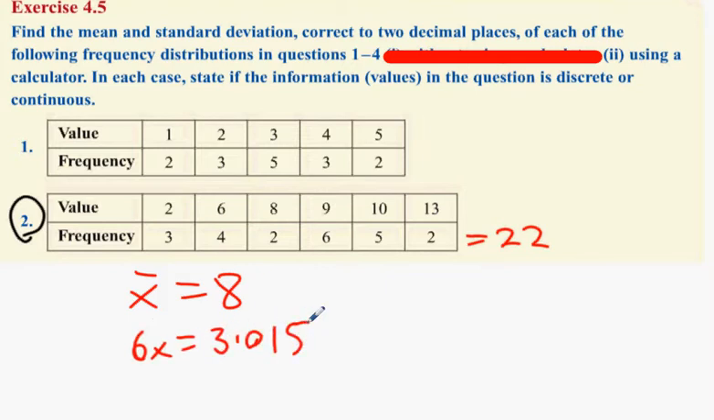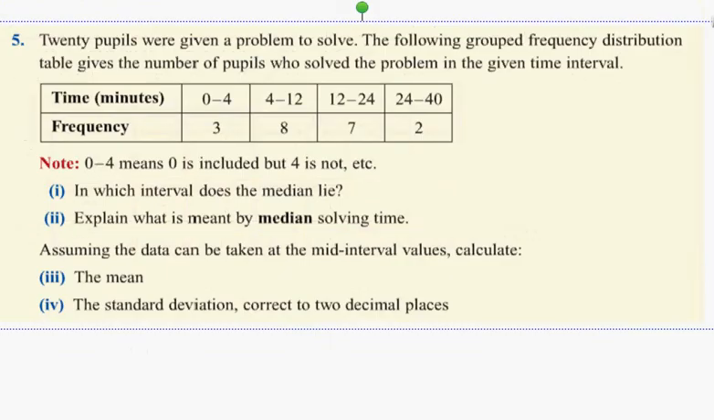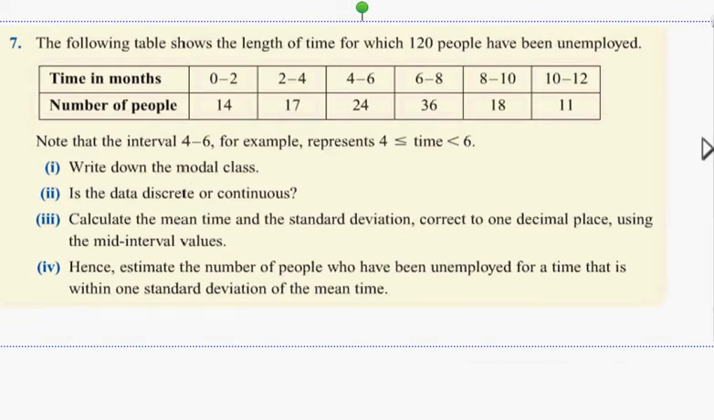It's very handy. We need to go to a question that has a bit of language behind it. Okay, this is easy, but when it has language, it's not necessarily easy. I suppose this one here. Okay. The following shows the length of time for which 120 people have been unemployed.